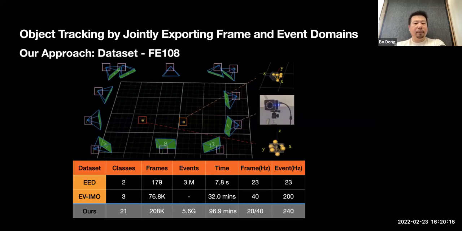We plan to extend this dataset outdoors, but in that case, we need to hire a third-party company for annotation. Compared to existing datasets, ours offers the largest amount of data for training and testing, and the most diverse classes. The EED is too small, only 179 frames, probably only good for proof of concept. EVIMO is a dataset proposed by ETH, but it is not for single object tracking, mainly for the motion segmentation task. They only have 3 classes, and the diversity is pretty low there.